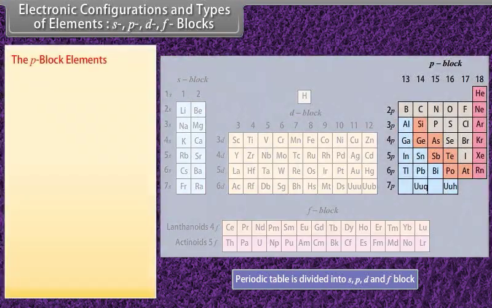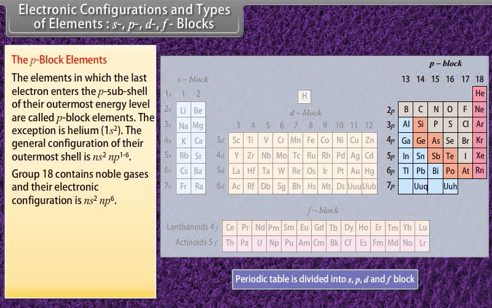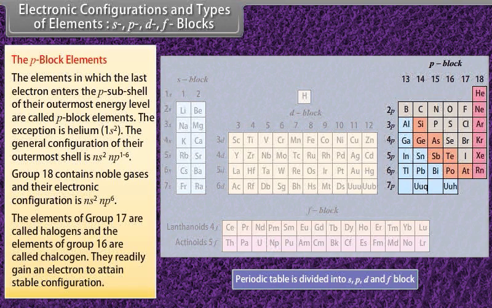The P block elements. The elements in which the last electron enters the P subshell of their outermost energy level are called P block elements. The exception is helium. The general configuration of their outermost shell is ns²np¹⁻⁶. Group 18 contains noble gases and their electronic configuration is ns²np⁶. The elements of group 17 are called halogens and the elements of group 16 are called chalcogens.